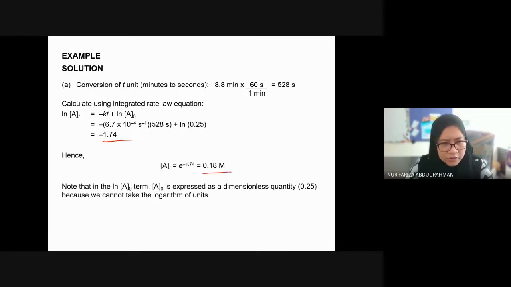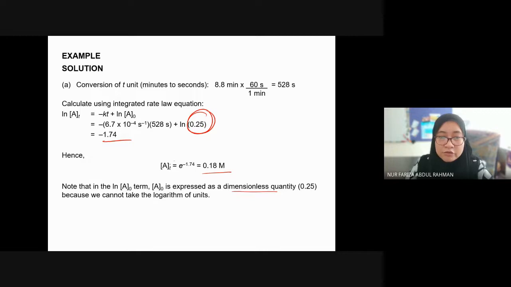Okay, note that in the ln A0 term, A0 is expressed as a dimensionless quantity. Dimensionless means no unit, unitless, okay? Because we cannot take the logarithm of a unit. Meaning when we take the log of something, we cannot carry the unit. Okay, we cannot carry the unit. This explains why it is without the unit.